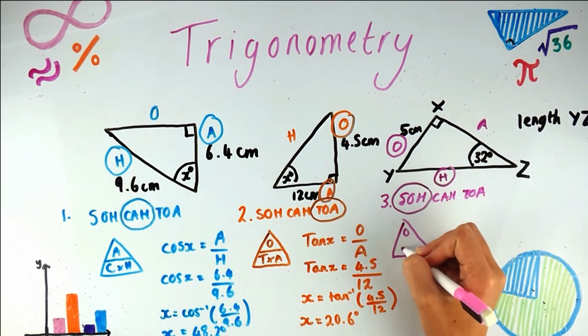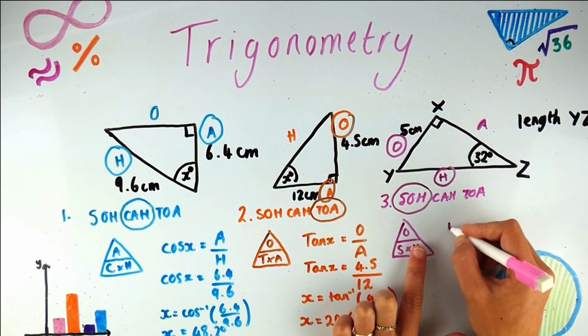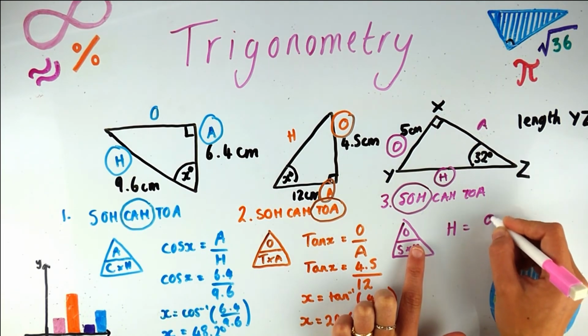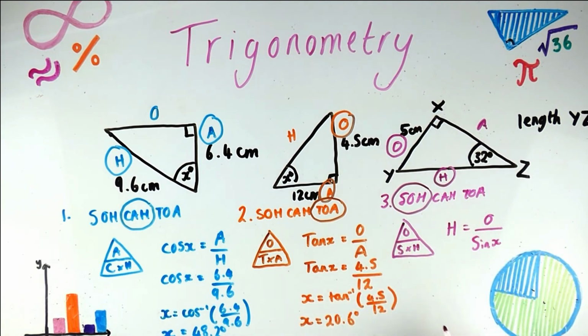Formula triangle, O in the middle, S times H. And we want to find H this time, so we cover up the H, and that equals O over S, which is sine x. So then we just sub in the numbers. H equals 5 over sine 32. Put it in the calculator, and H equals 9.4. And here it's good to remember the units, centimetres.